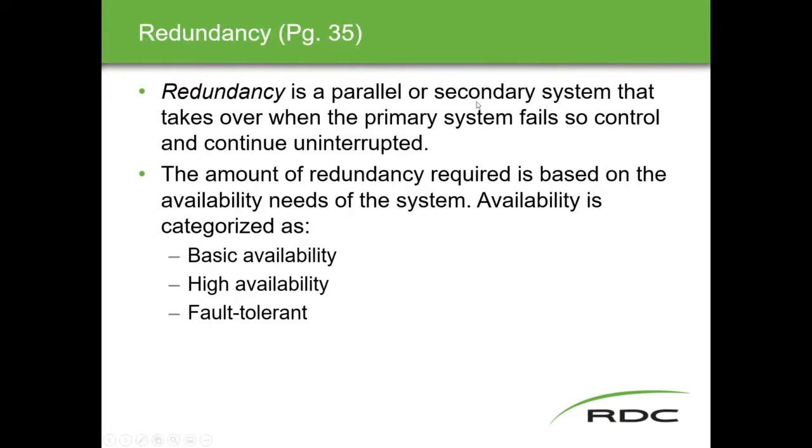Okay, redundancy is a parallel or secondary system that takes over when the primary system fails, so that control can continue uninterrupted. So pretty important if you're in the business of making money and you don't want downtime, you are generally going to have some type of redundancy. The amount of redundancy required is based on the availability needs of the system. How important is it to you? We categorize the availability in three categories. They are basic availability, high availability, and fault tolerant. And you'll need to know these three and what they mean. And we'll have a slide that will talk about each of them.